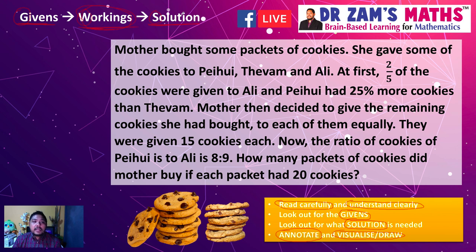So your givens, solution. To connect your givens to the solution, you need to work out, or you need to have your workings. Alright, so that's why here, Dr. Zam's golden rules, you start with looking out for the givens, the solution, right?